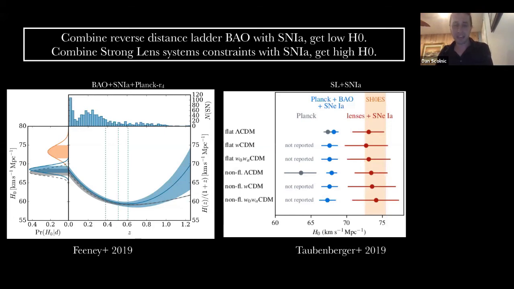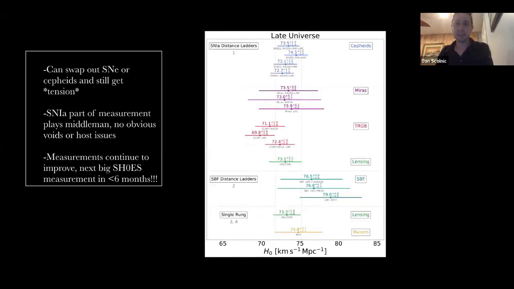So I will end with that, and I'll just leave with the H naught plot of all the consensus from the local side. Just take any more questions.